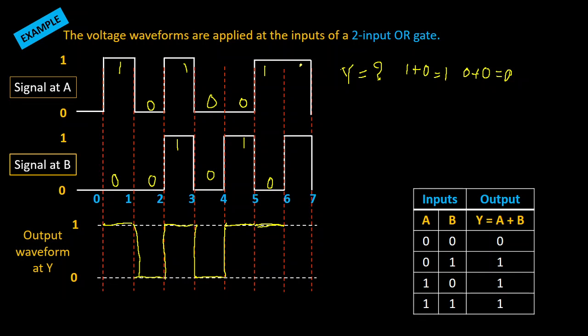And last one, this is 1, this is 1. So 1, 1 output will be high. So this will be the output line. So in this way, the waveform that is given to you in the yellow color will be the waveform present at the output Y, right? So this is what we want to find.